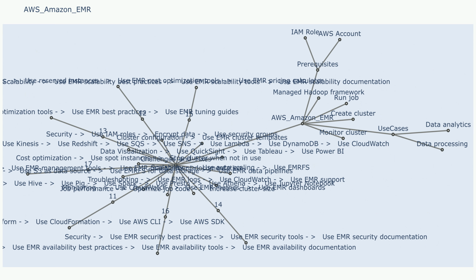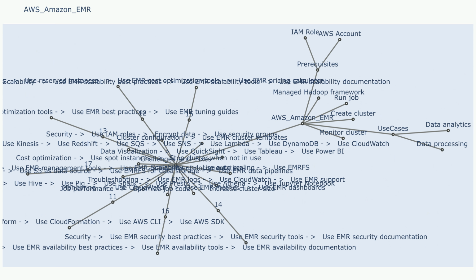Integration with other AWS services. Use Kinesis for real-time data streaming. Use Redshift for data warehousing. Use SQS for asynchronous messaging. Use SNS for notifications. Use Lambda for serverless functions.